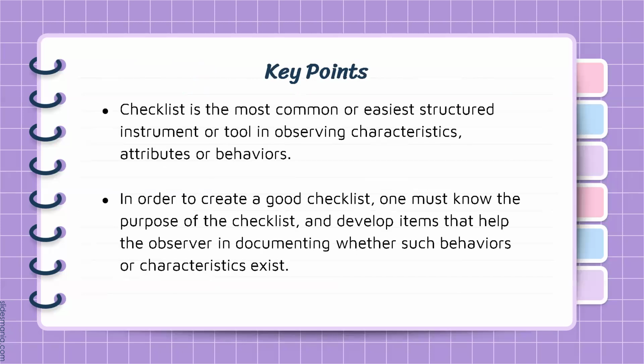These are the key points that we have to remember when we are dealing with checklists. A checklist is the most common and easiest structured instrument or tool in observing characteristics, attributes, or behaviors. In order to create a good checklist, one must know the purpose of the checklist and develop items that help the observer in documenting whether such behaviors or characteristics exist.